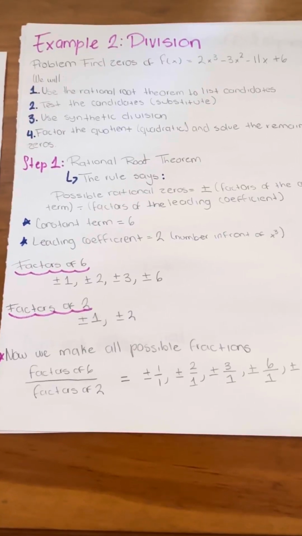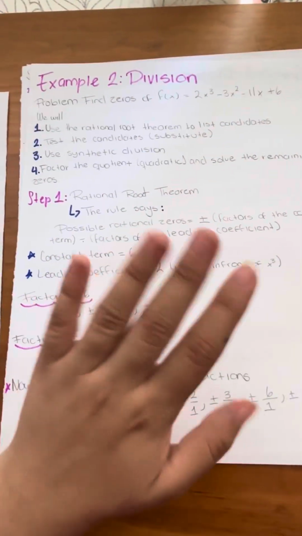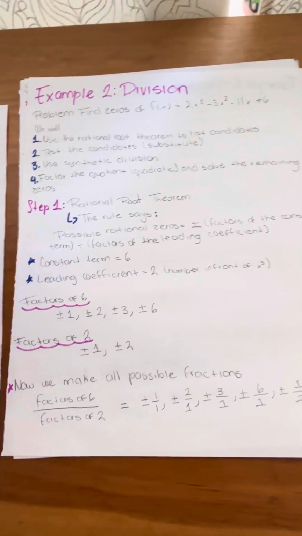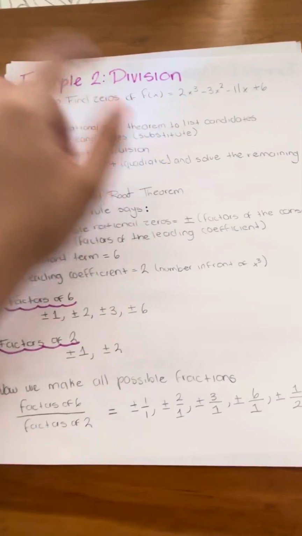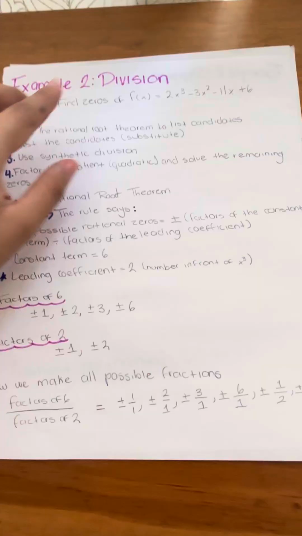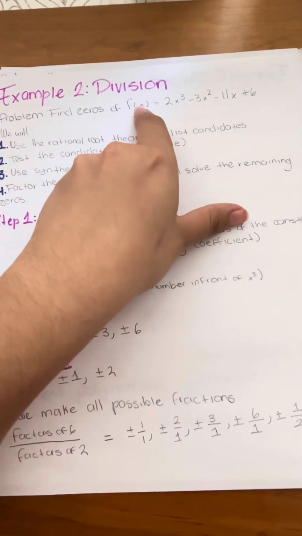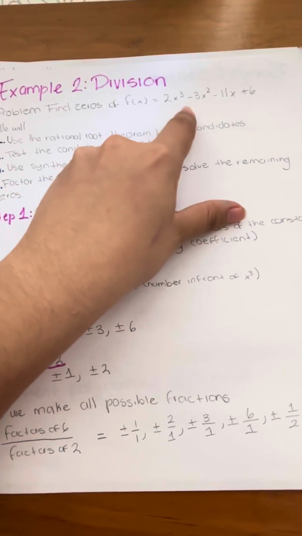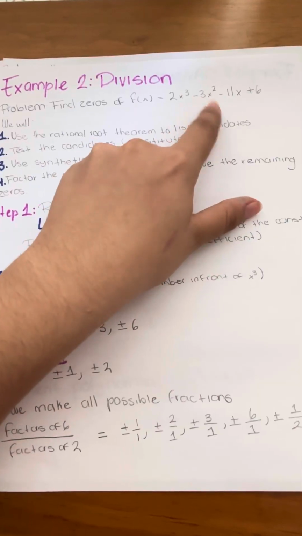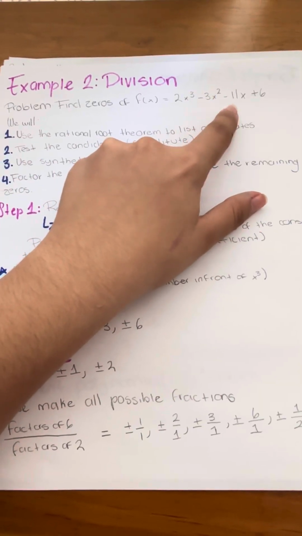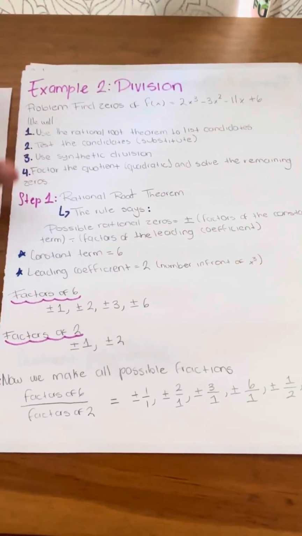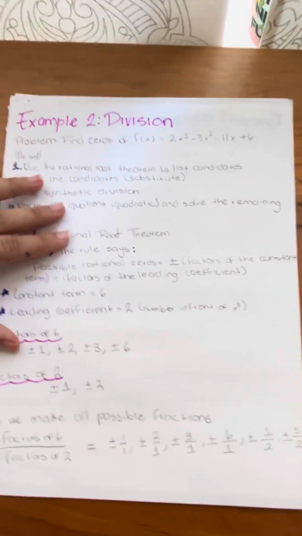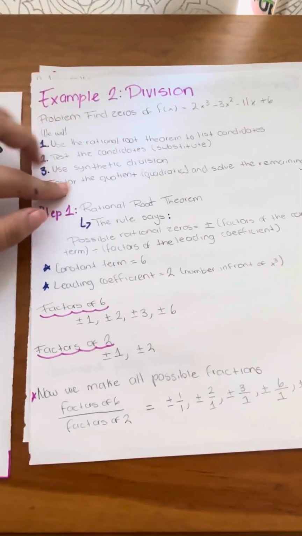Now we're gonna move on to example number 2, which is like the longest problem. And here in this example, we're gonna use the division. Now our problem is gonna be f of x equals 2x to the third power minus 3x to the second power minus 11x plus 6. And in order to solve this, we're gonna follow these steps.